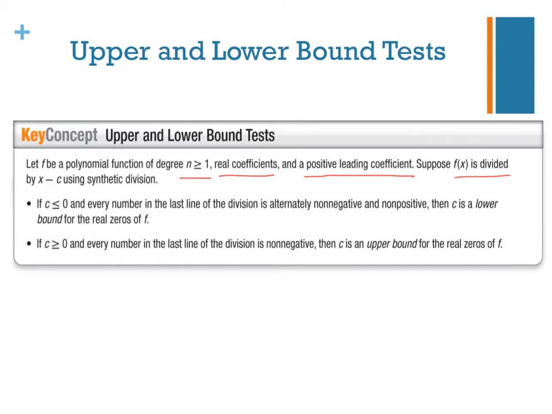And it says, suppose f of x is divided by x minus c using synthetic division. So we're going to use synthetic division and not long division in this upper and lower bound test. One thing is if c is less than or equal to 0, meaning your divisor in synthetic division is less than or equal to 0, and every number in the last line of the division is alternately non-negative and non-positive, then c is a lower bound for the real zeros of the function.